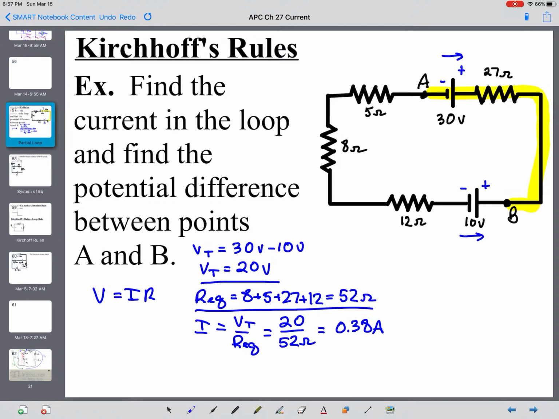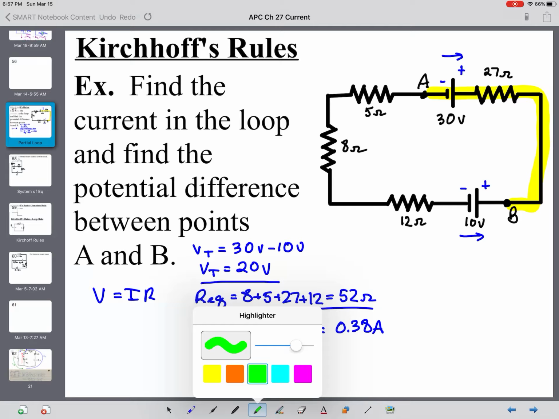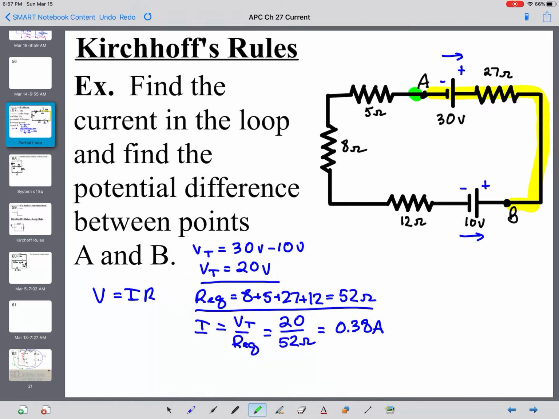Now, if we want to go between A and B, it doesn't matter if we go along this route or if we go along this route. Either way is going to get us from A to B. Looking at what's in the way there, it's going to be shorter if I follow the yellow route. So then V from A to B.